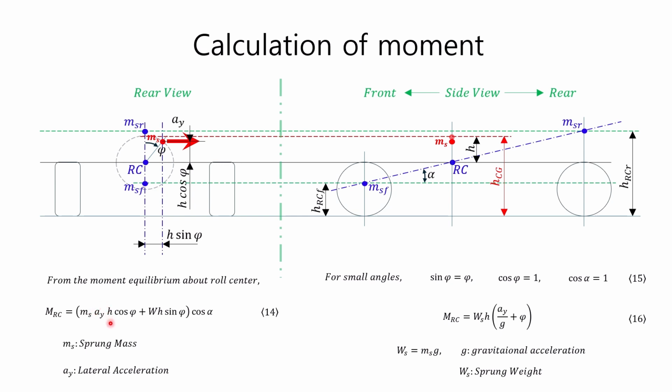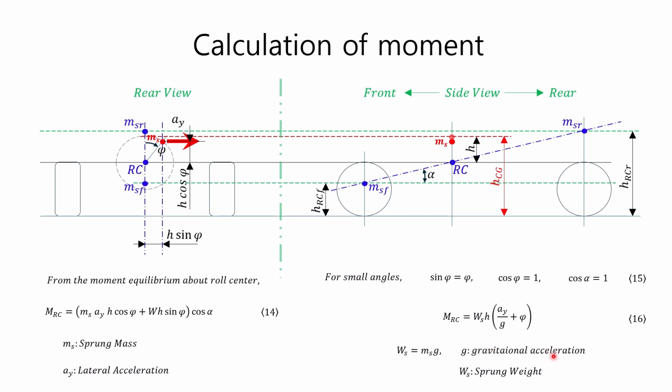Here, when the angle phi and alpha are small, sine phi can be approximated as phi, cosine phi can be approximated as 1, and cosine alpha can be approximated as 1. This can be expressed as equation 15. If equation 15 is substituted into equation 14, we can obtain equation 16. In equation 16, Ws represents the sprung weight and g represents the gravitational acceleration.